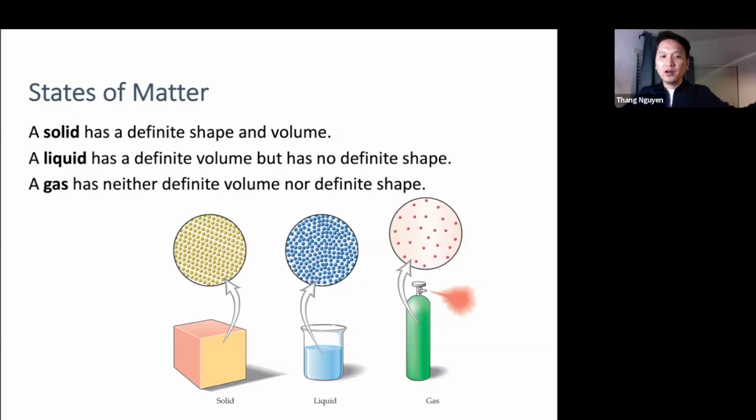So what is the volume of that gas? It's the volume of the room. And what is the shape of the gas? It's the shape of that room. So gases just don't have their own shape or volume. They just take on the shape and the volume of their container. So that's the difference between the 3 states of matter.